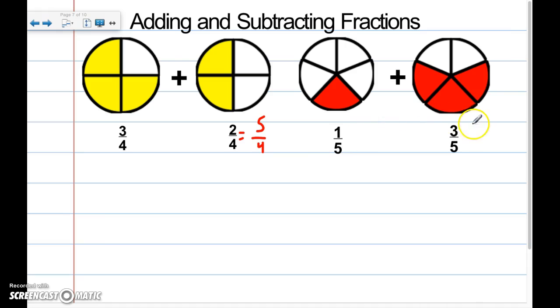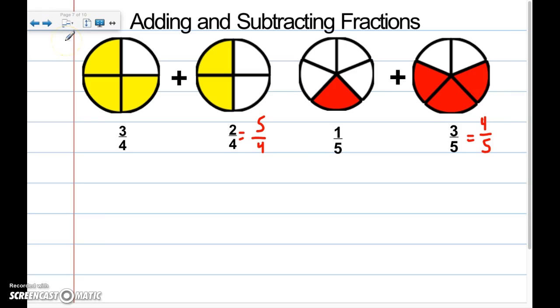Let's look over here. I have 1/5 and 3/5. Both circles are cut into fifths, so the denominator is not going to change. I don't add the denominator. I just count how many pieces are shaded. 1, 2, 3, 4. So 4/5 is my answer for that one. That's how easy it is to add and subtract fractions with like denominators.